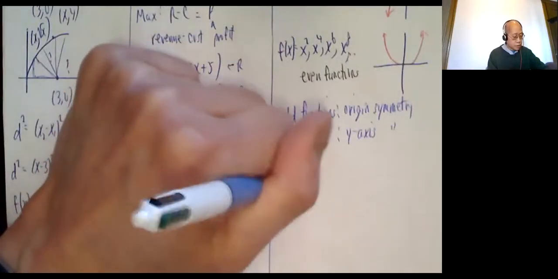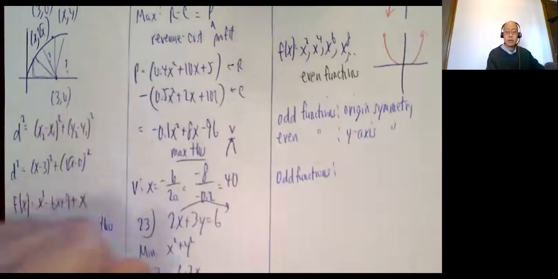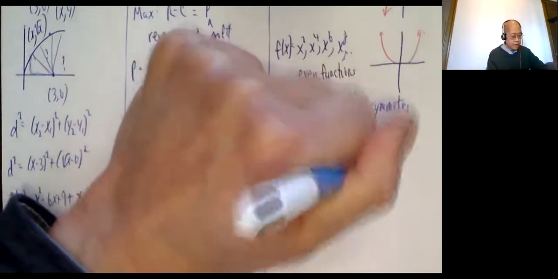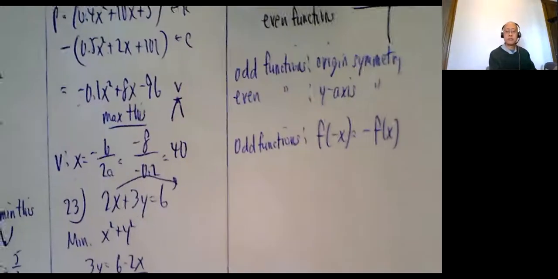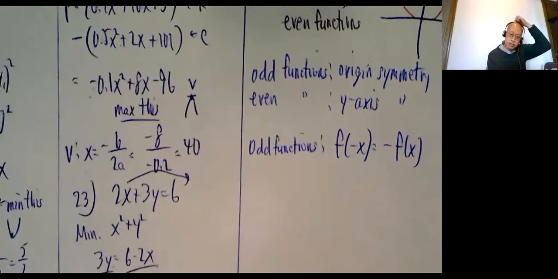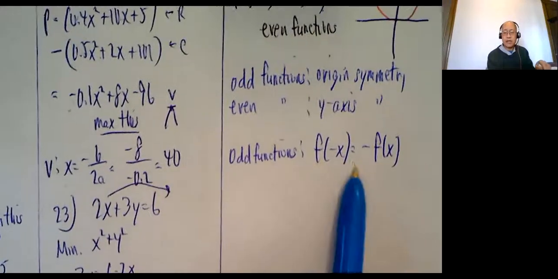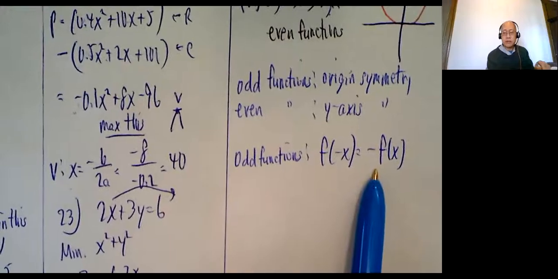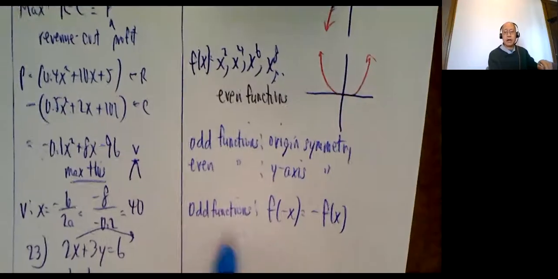Okay, so here's a characteristic of odd functions. f of negative x is the opposite of f of x. In fact, this is going to be now used as a definition of an odd function. A function is defined to be odd if f of negative x is the opposite of f of x. Okay, that's true for these, but there are other functions that don't look like this, but they're still considered odd if they have this property.